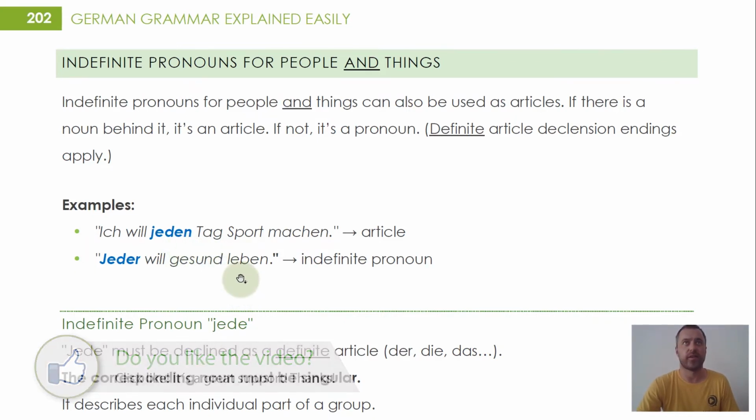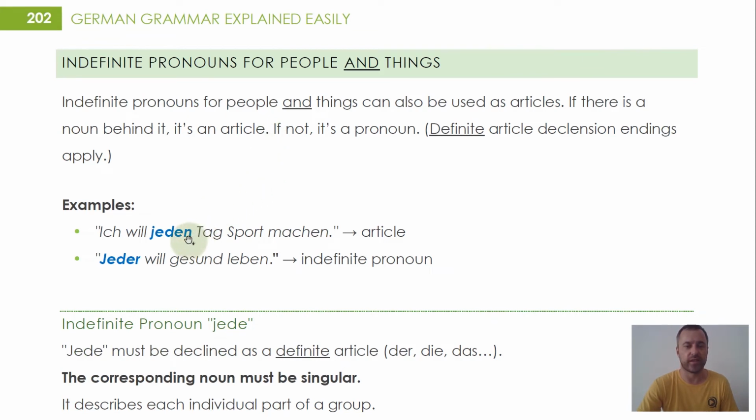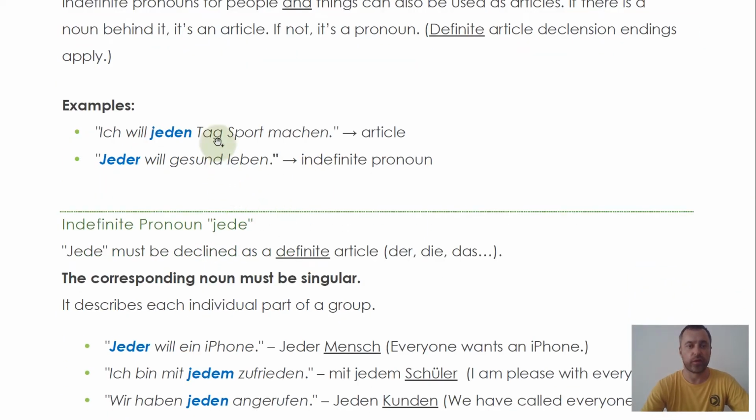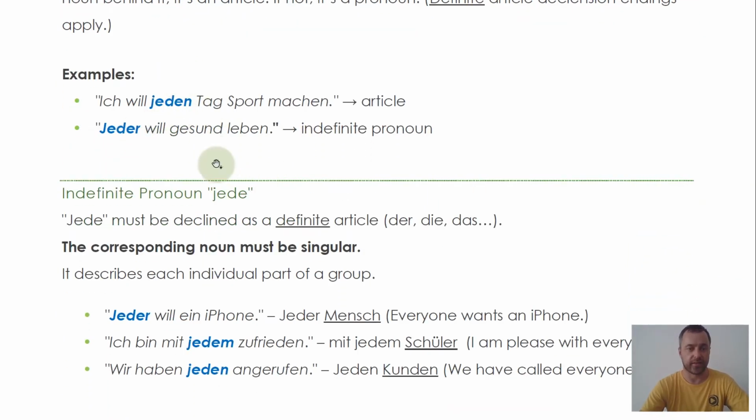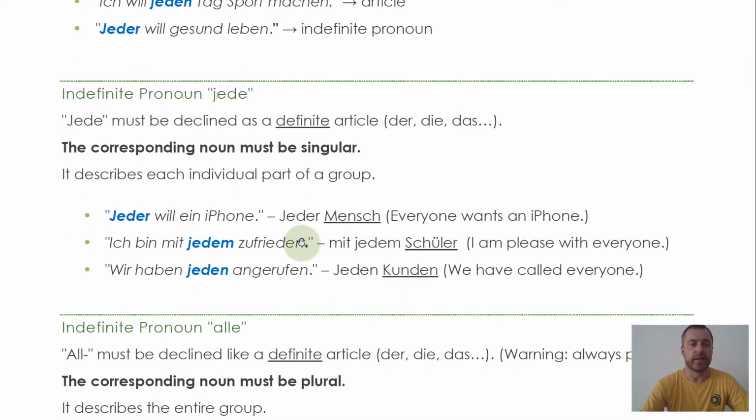It's even in nominative masculine, you will have to use an ending here for the article as well as for the indefinite pronoun. So ich will jeden Tag Sport machen. That's an article. It's der Tag, or here an Akkusativ, jeden Tag, den Tag. Jeder will gesund bleiben. Jeder Mensch will gesund bleiben. So even if we put Mensch in here, it would stay jeder. Nominative masculine. Declension is the same, so that's just a short side note for you. This is technically an article, and this is the pronoun.